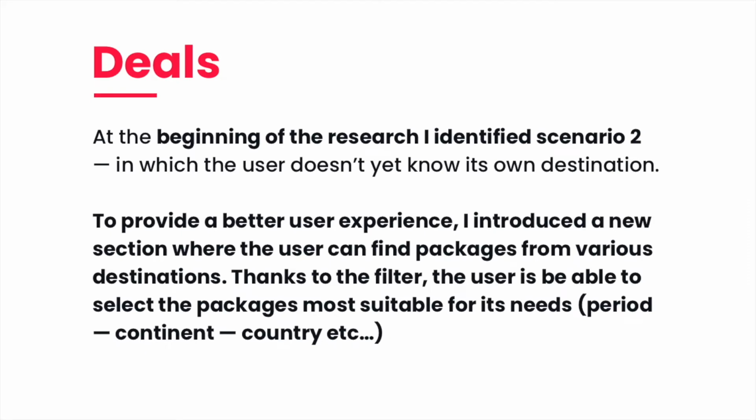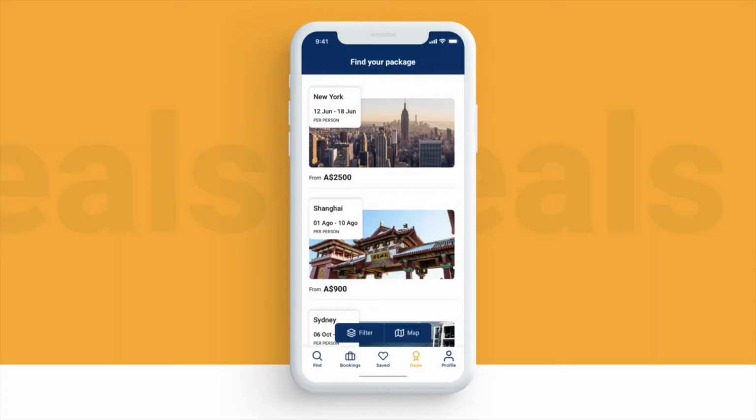Deals. At the beginning of the research, I identified scenario 2, in which the user doesn't yet know their destination. To provide a better user experience, I introduced a new section where the user can find packages from various destinations. Thanks to the filters, the user is able to select the package most suitable for their needs. The design of deals is like this. At the bottom, we have shown the filter. In the deals, we have shown the deal pictures, location name, date, and per person charges. So the user can easily choose any deal according to their interest.